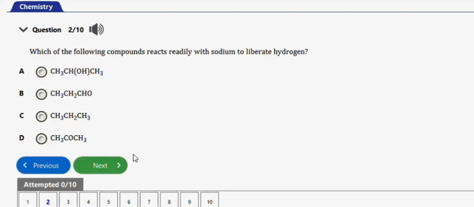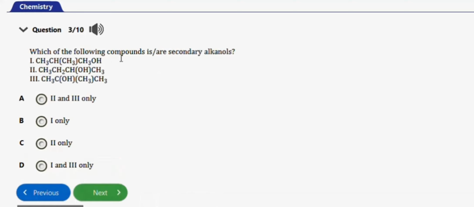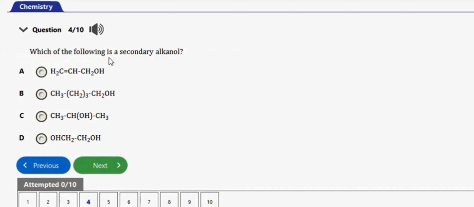The next repeated question says which of the following compounds is secondary alkanol? So the one that is secondary alkanol would be this one, compound II, option C only. So that's it for this question. The next question says which of the following is a secondary alkanol? So this one that has OH group in between them, option C.